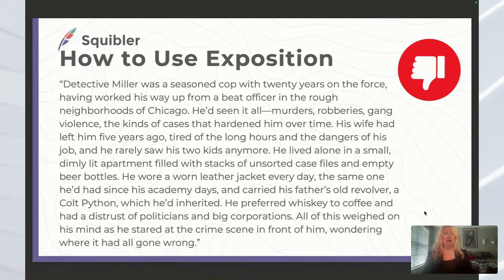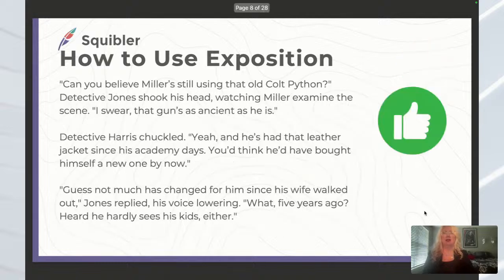If you made it through reading this, I would be surprised, because I would probably stop reading after this paragraph. It's just a lot to try to absorb, and it's running through details about this character very, very quickly. So here's a good way to rewrite something like that.